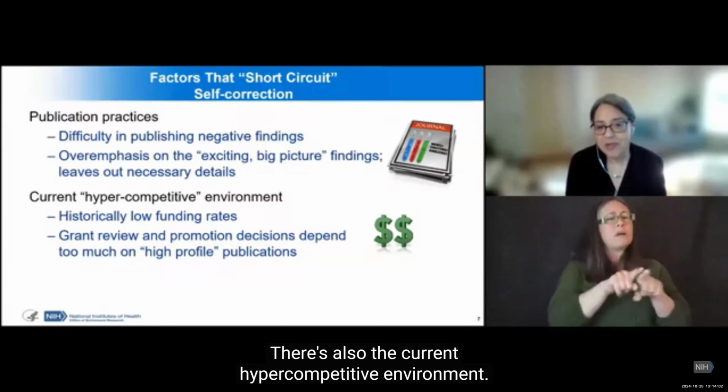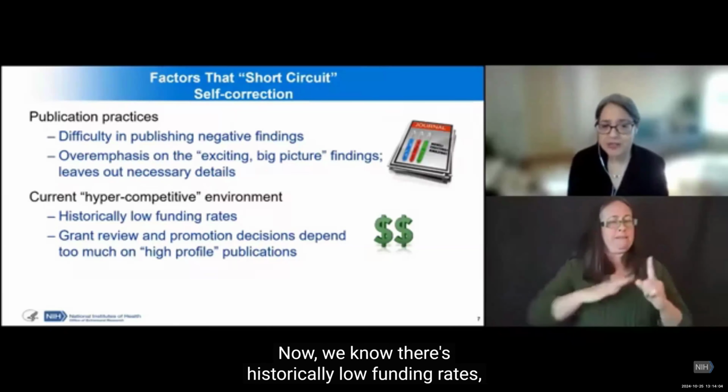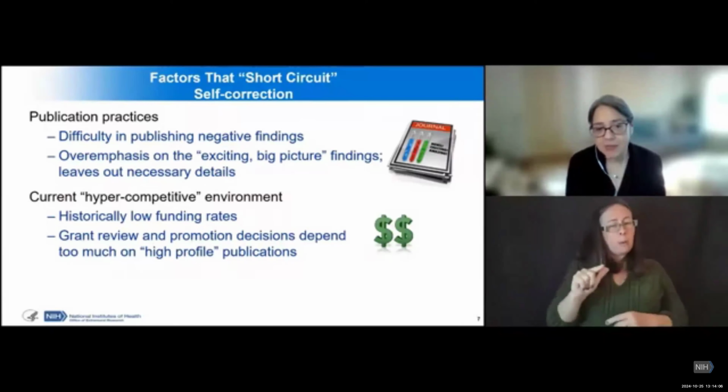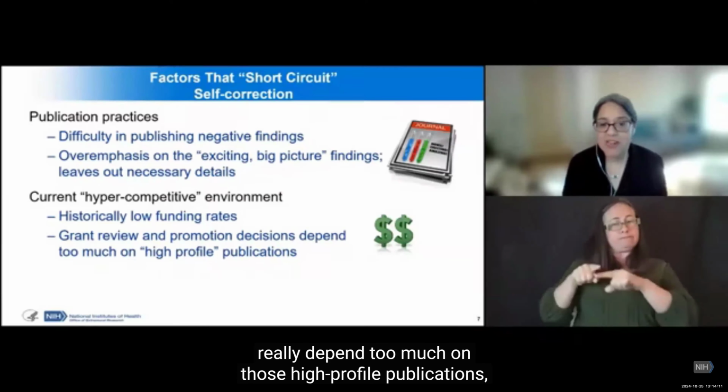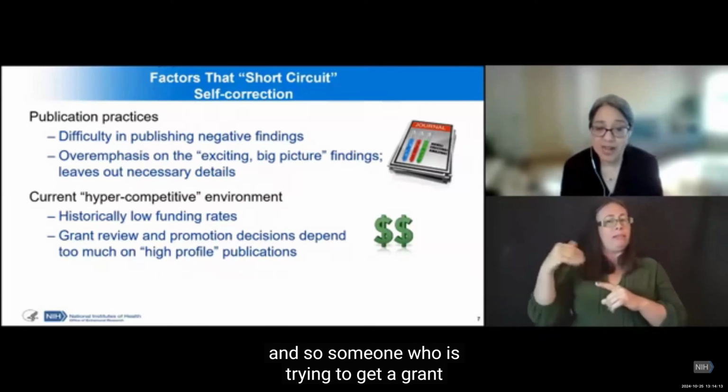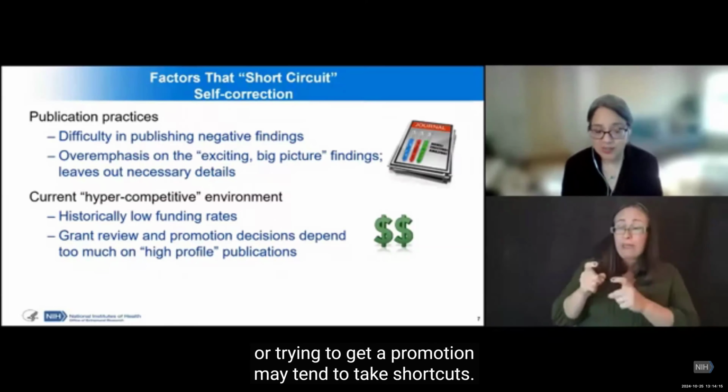There's also the current hyper-competitive environment. We know there are historically low funding rates, and also grant review and promotion decisions depend too much on those high-profile publications. So someone who is trying to get a grant or trying to get a promotion may tend to take shortcuts.